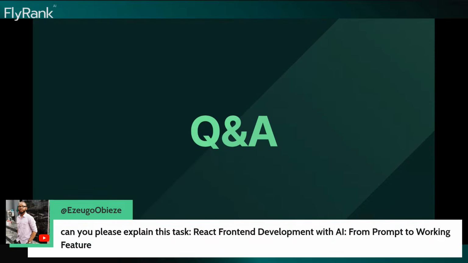Can you please explain this task, React front-end development with AI from prompt to working feature? This isn't the task. This will probably be a pre-recorded session from Ishak, who will share how to use React with AI, and at the end he will give you a homework assignment, and you will have that as an assignment that week. So that's next week.